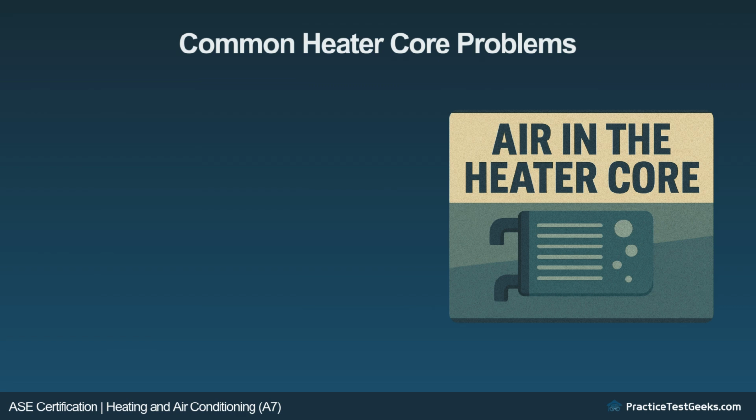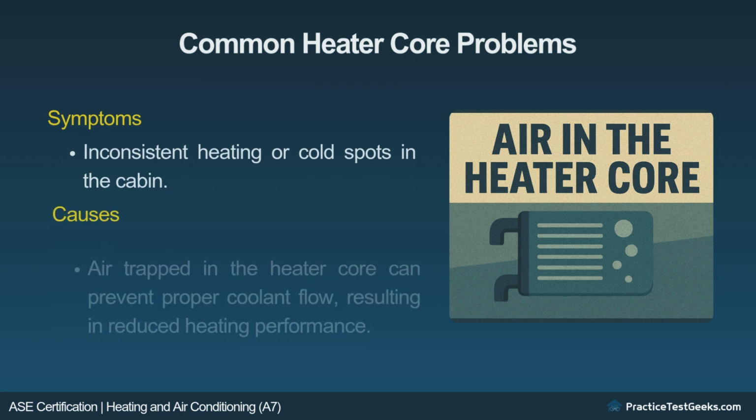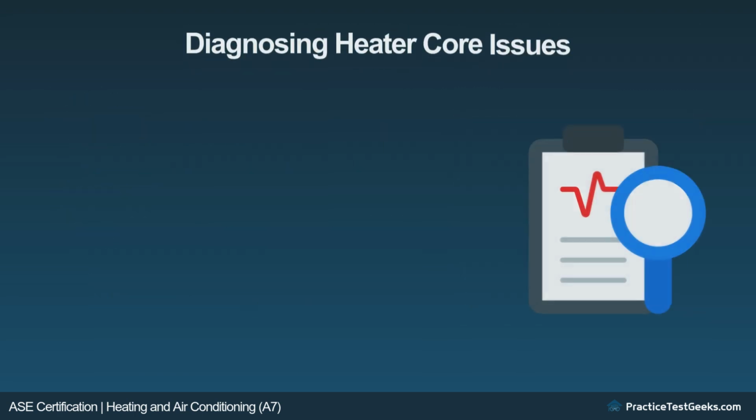Air in the heater core. Symptoms. Inconsistent heating or cold spots in the cabin. Causes. Air trapped in the heater core can prevent proper coolant flow, resulting in reduced heating performance. Diagnosing heater core issues. Coolant leaks.